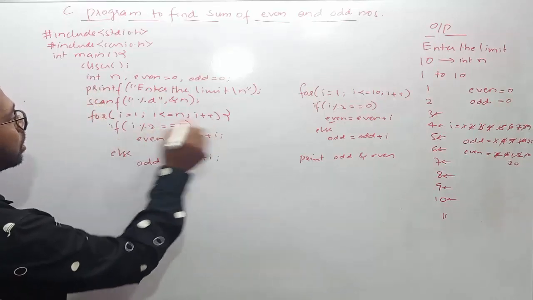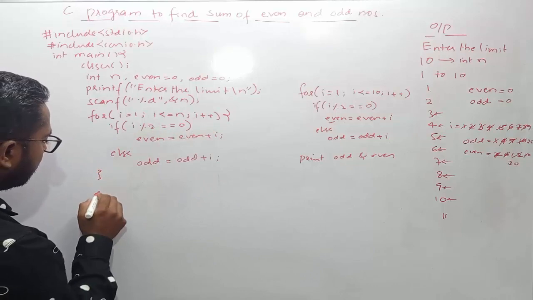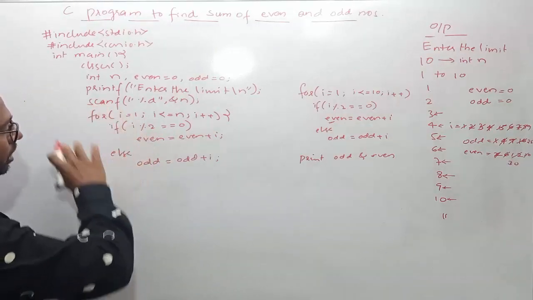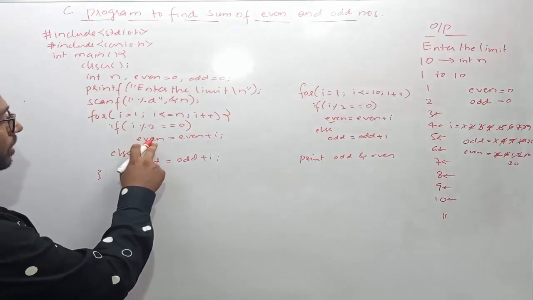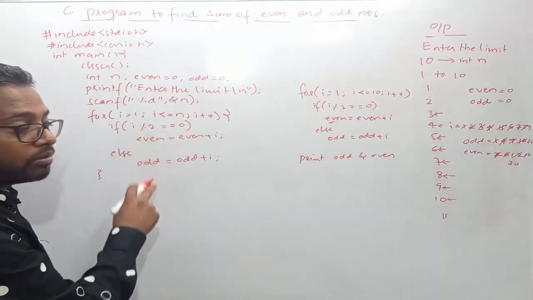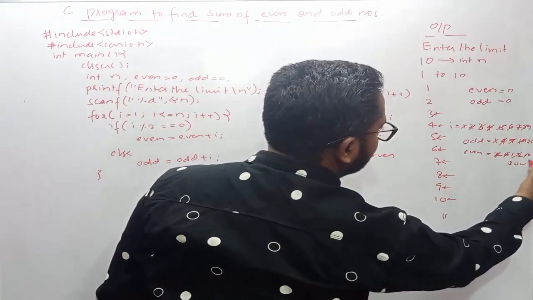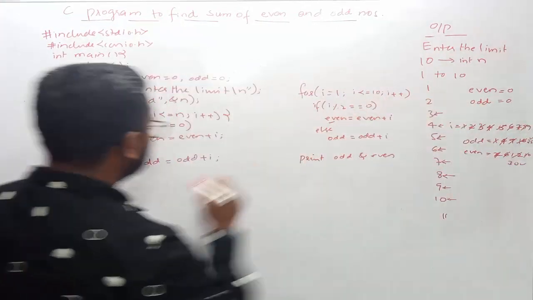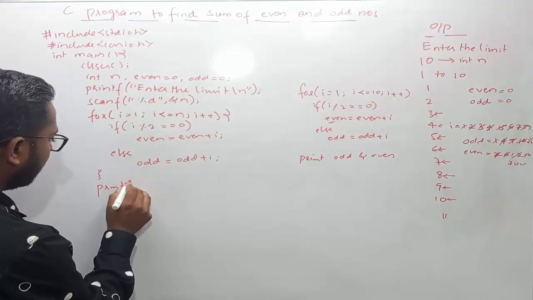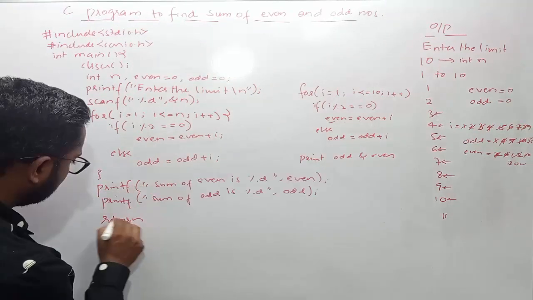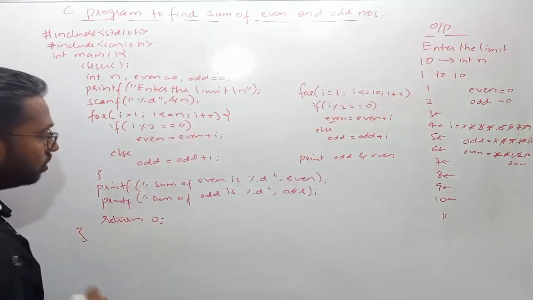Now I will close this for bracket, and now after completing this for loop till the value of I equals to 10, I will be having the sum of even and odd numbers stored inside E1 and odd variables. So now I need to print those values. Printf, return 0, and then close the curly bracket.